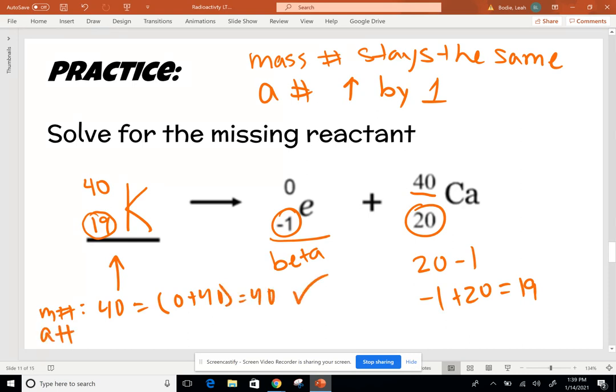My atomic number. On the left, I have 19. And then I have -1 plus 20, which also equals 19. So perfect. Everything is balanced.